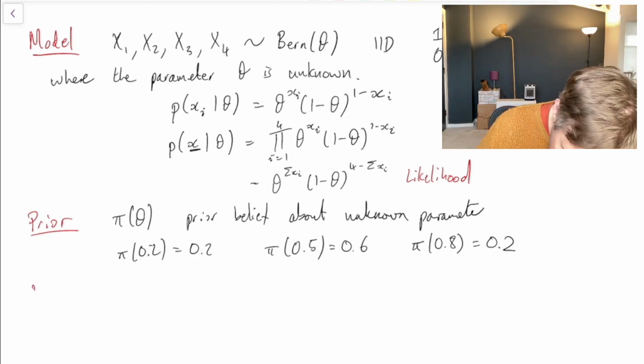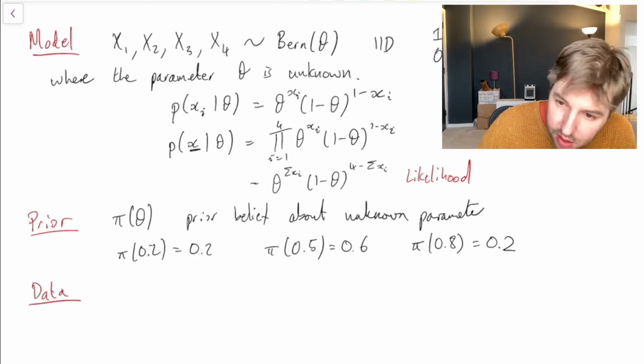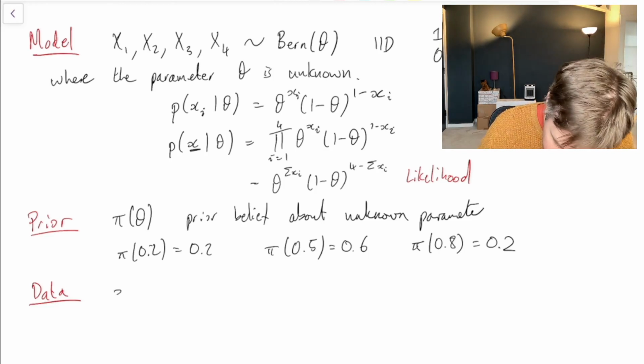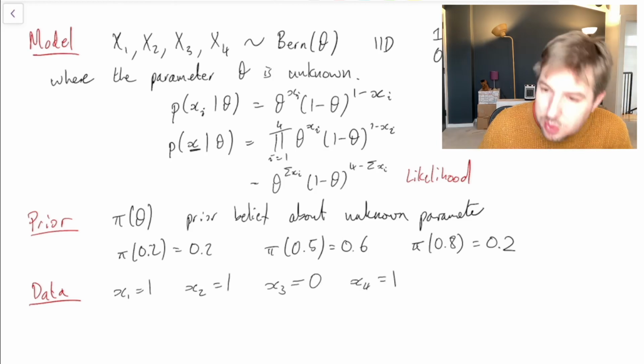Then what did we do? We collected the data. And so in this case we saw heads, which were denoting 1, then heads, which were denoting 1, then tails, which were denoting 0, then heads, which were denoting 1.